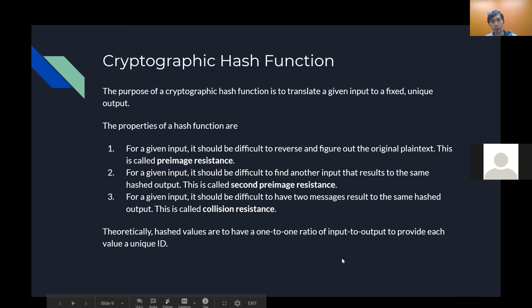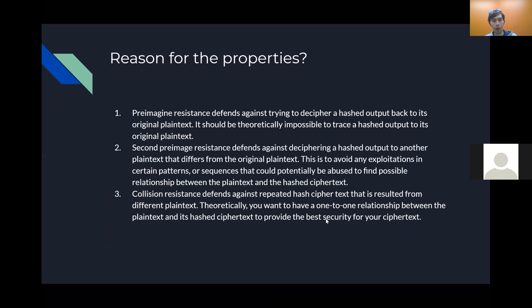However, theoretically, with all these properties, hash values have a one-to-one relationship, so that each input provides a unique output. And like I said, the reason for the properties is so that it's hard to distinguish. Pre-image resistance defends against deciphering a hash output back to the original plain text. Second pre-image resistance defends against deciphering a hash output to another plain text that wasn't your original. We want to eliminate any possible relationship between the plain text and the hashed output, and also any other inputs that can result in the same hash. And then collision resistance defends against repeated patterns that could occur in the hash output from different plain text.